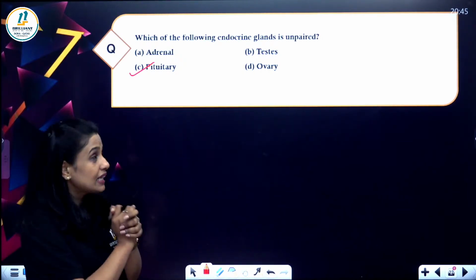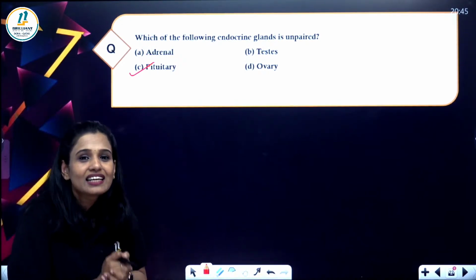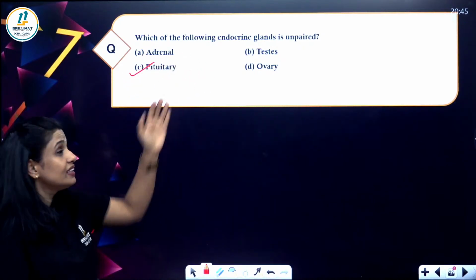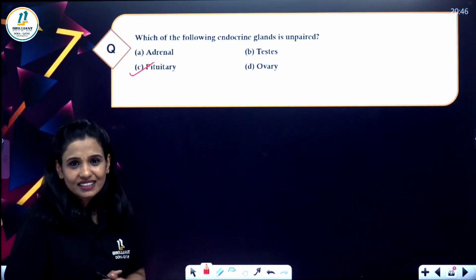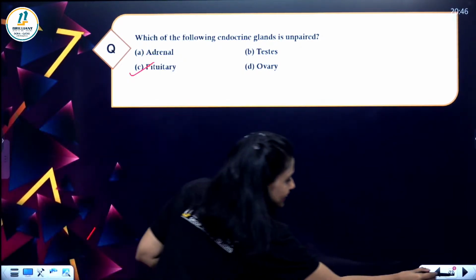So, it is the pituitary gland that is unpaired. The other three are all paired glands. So, it is pituitary. Let's see the next question.